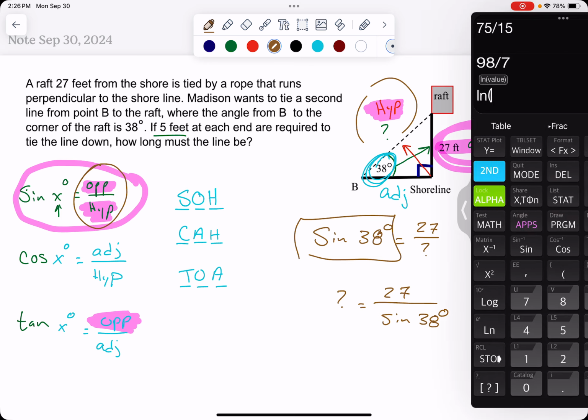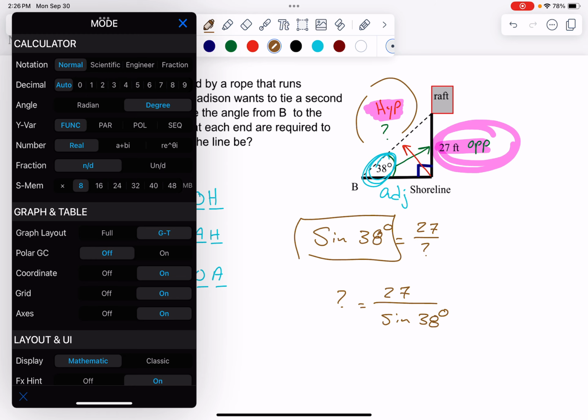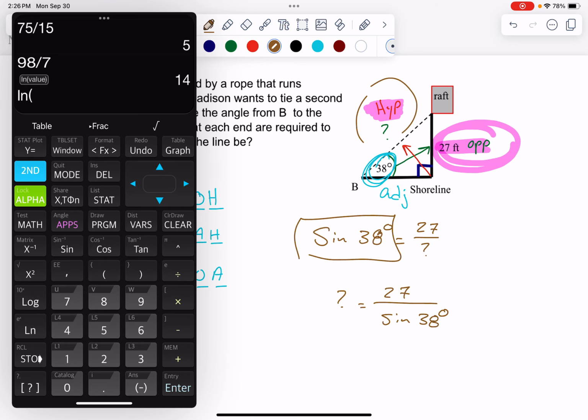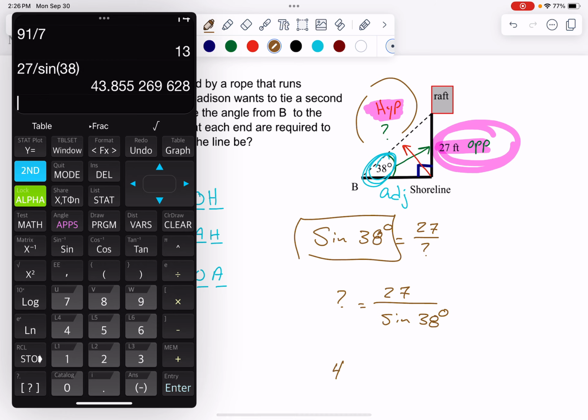Okay, so let's make sure our mode is in degree mode. Okay, we got degree mode. We're going to take 27 divided by the sine of 38 degrees. And we get 43.855.